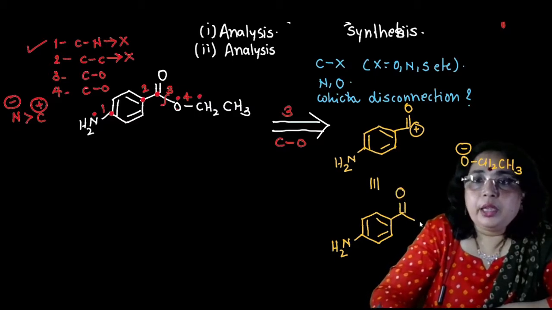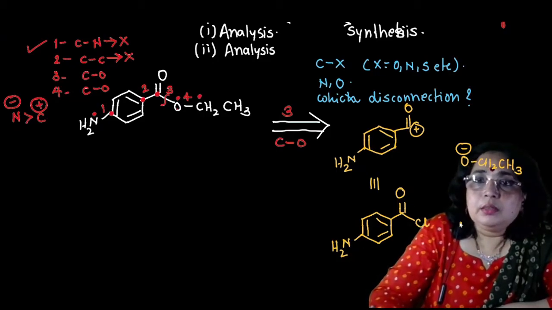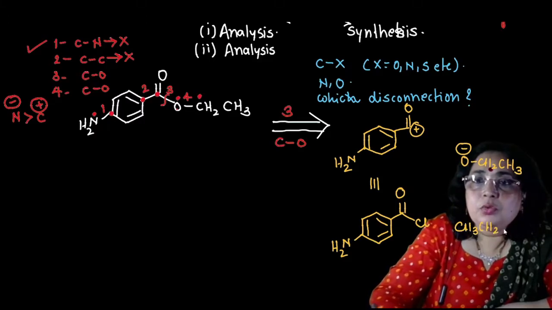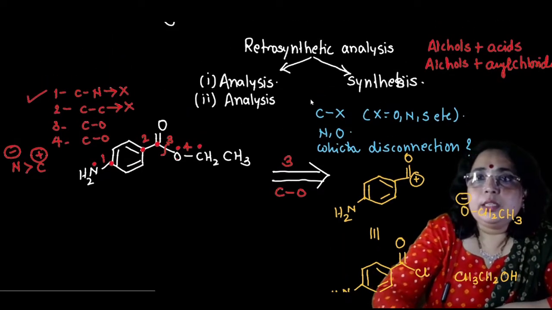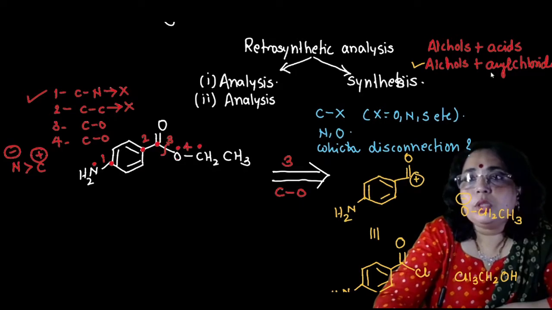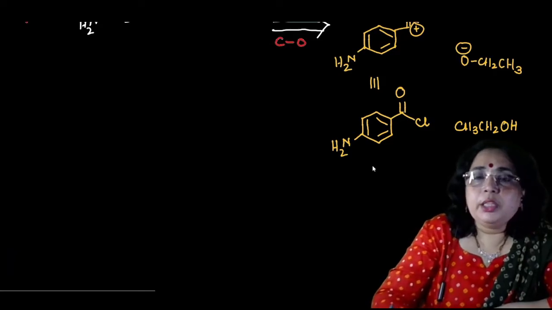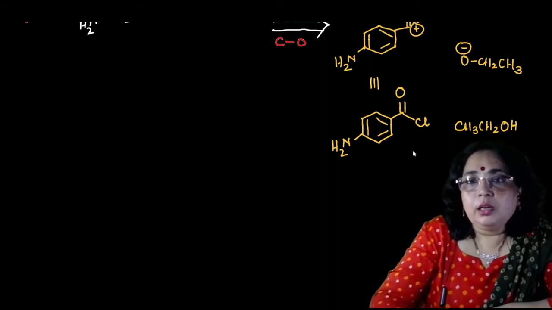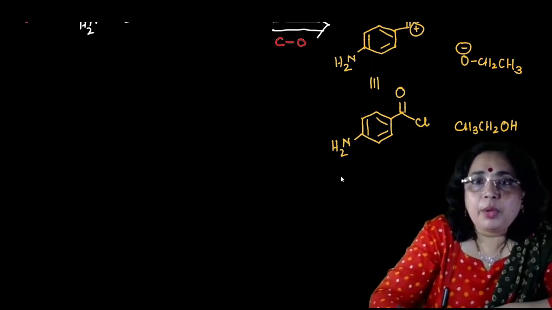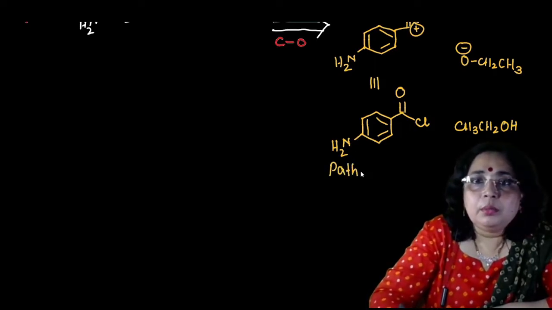Now I can put Cl over here and CH3CH2OH. So let us focus on our conditions, that the second condition is fulfilled over here. Alcohols and acid chlorides are formed. So my question is whether these synthons which are formed are good synthons or bad synthons, and the path is feasible or not. Is this path 3 feasible or not?